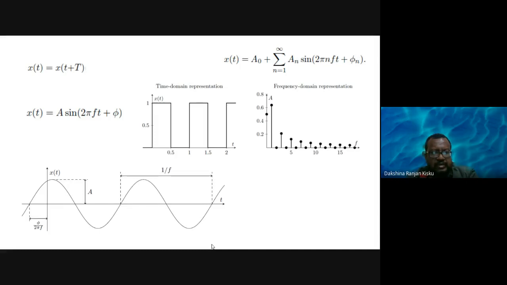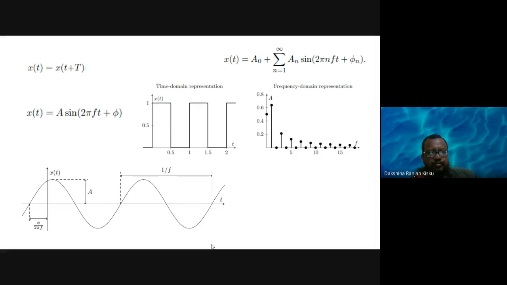Okay, so when we say that a signal is periodic, periodic means that the signal repeats over and over again. That means the function x(t) will be called a periodic function when this function or the corresponding signal repeats over and over again. Okay, so we can write x(t) equals x of t plus capital T. Here capital T is the period of that function, that means the period of the corresponding signal.